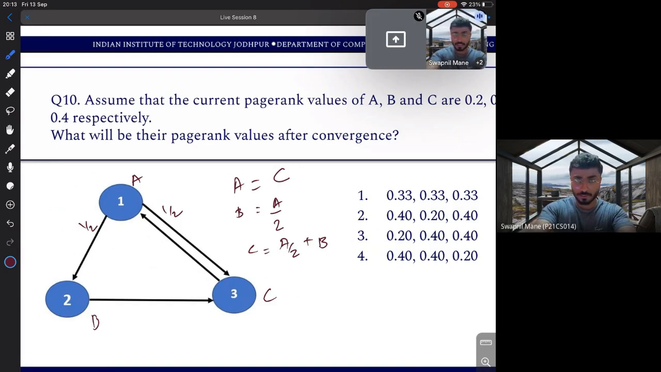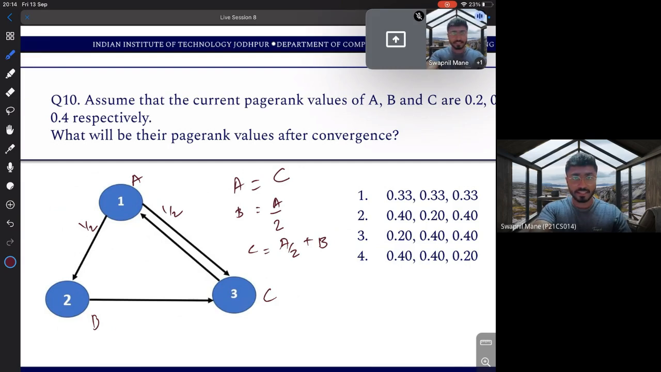So the A value is the C whole value. And the B value is A divided by 2. C value is A divided by 2 plus B whole. I hope it is correct.